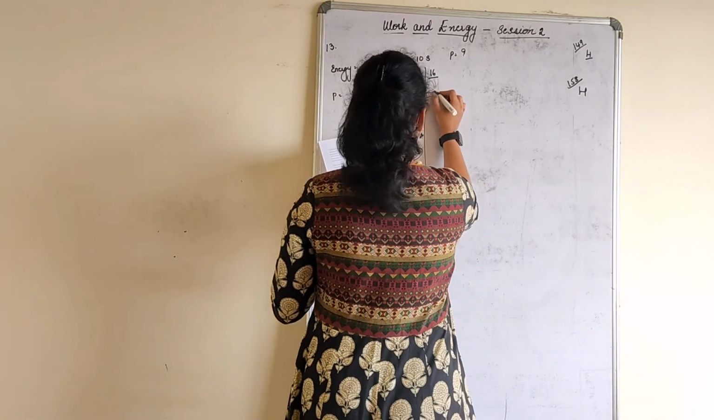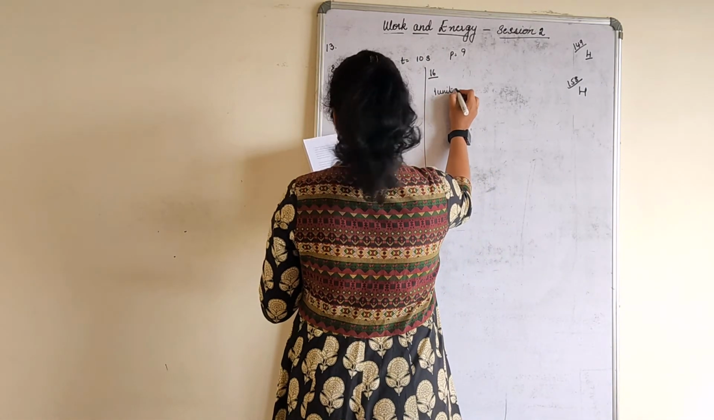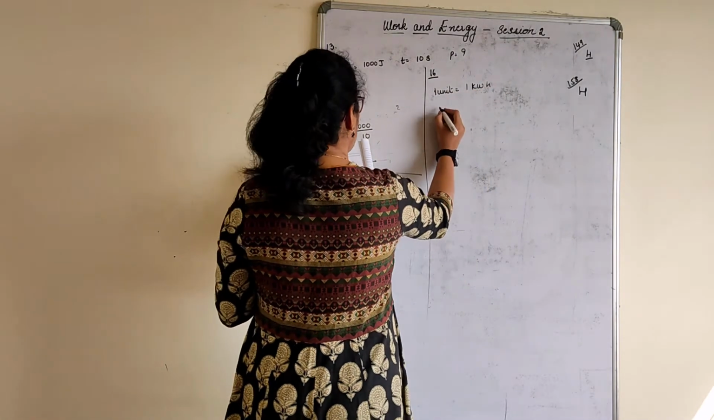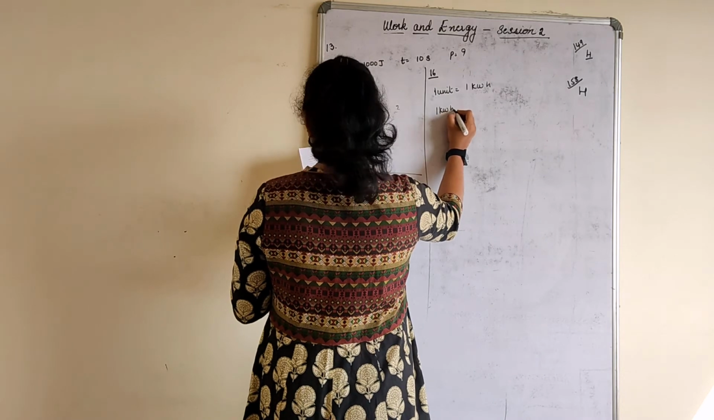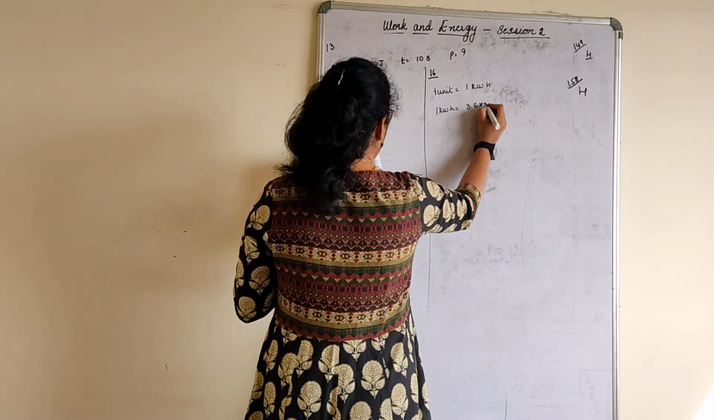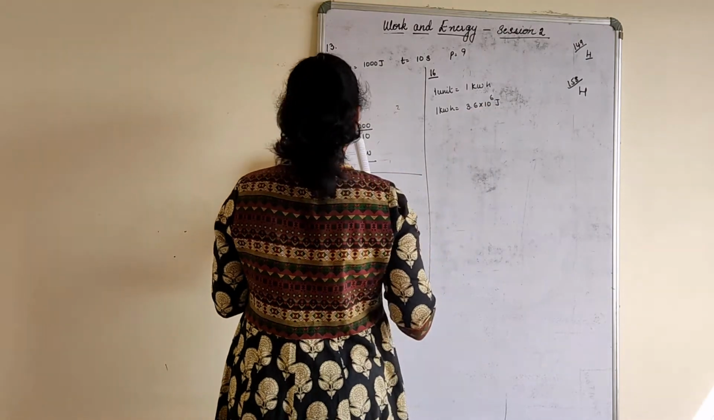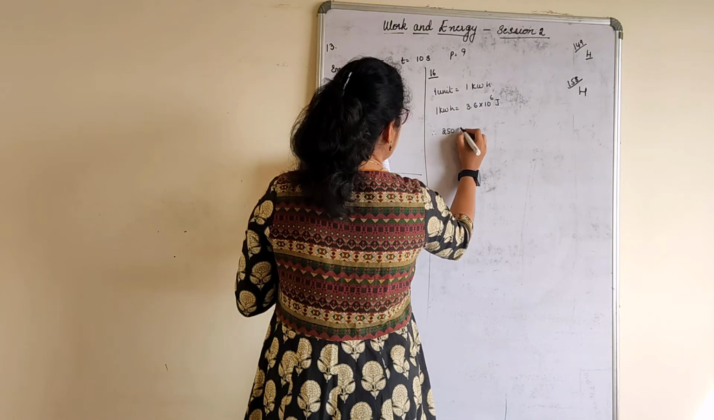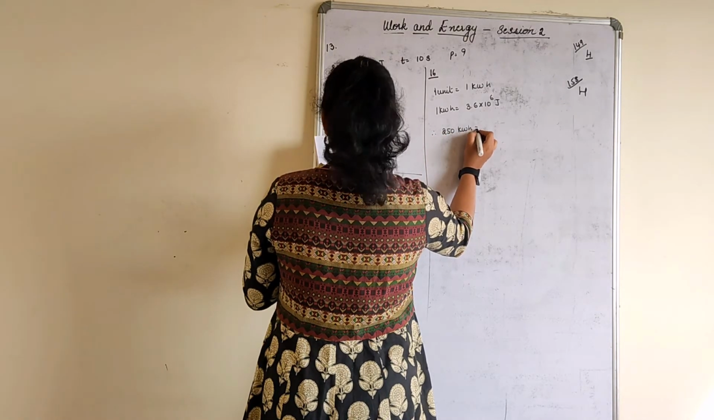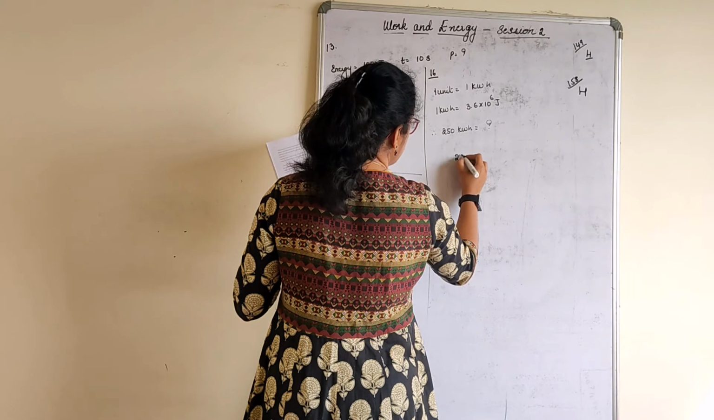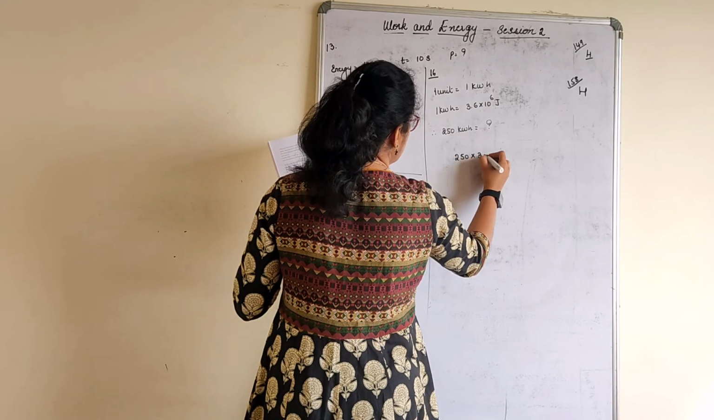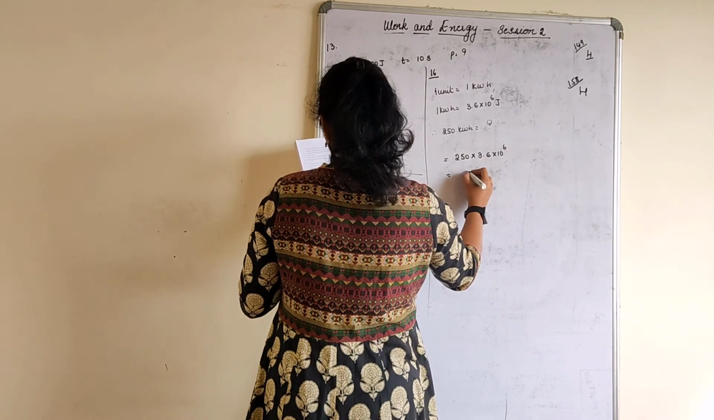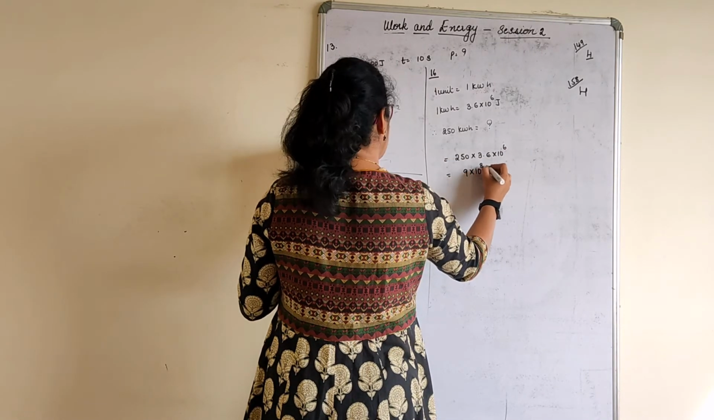So let us write down: 1 unit is equal to 1 kilowatt hour. So 1 kilowatt hour is equal to 3.6 into 10 raised to 6 joules. Therefore, 250 units, that is 250 kilowatt hours, is equal to how many joules? 250 into 3.6 into 10 raised to 6. That is 9 into 10 raised to 8 joules.